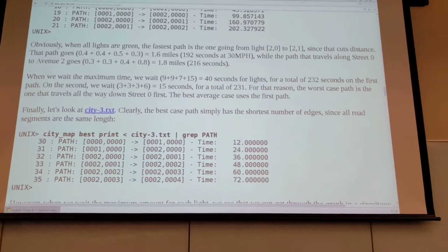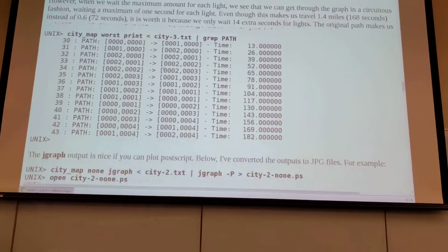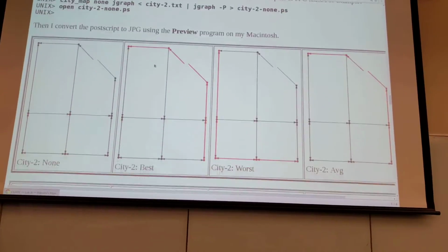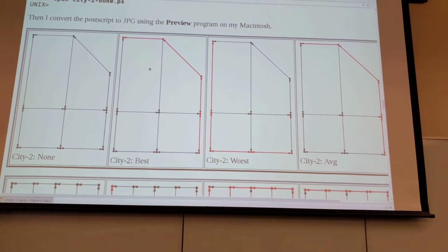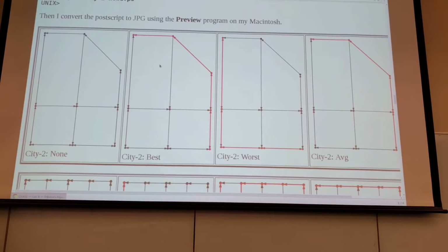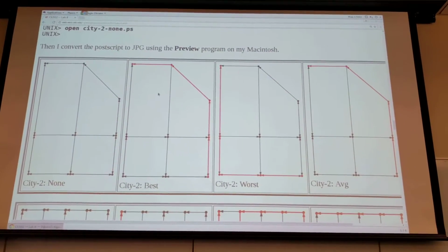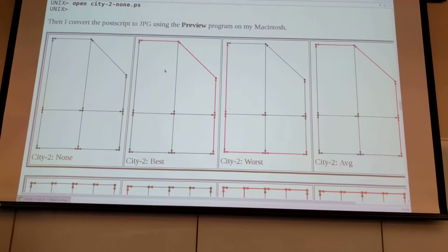And then, so here it talks about the calculations for City 2. But basically what JGraph prints out the actual graphs of it. And depending on the times you have to wait at the stoplights, sometimes the shortest distance from start to finish is not the fastest, because you could end up spending longer times waiting at each intersection.